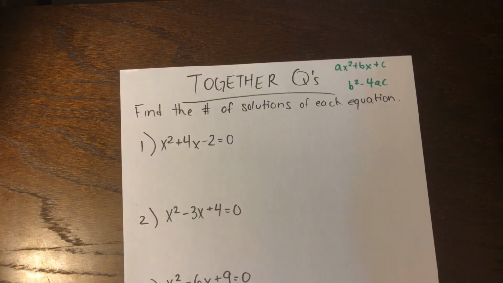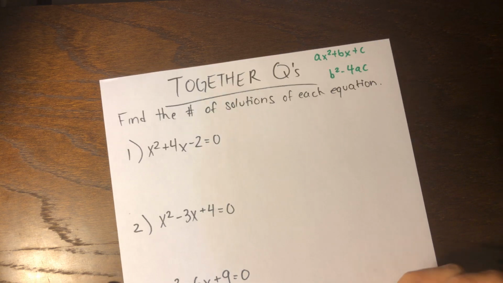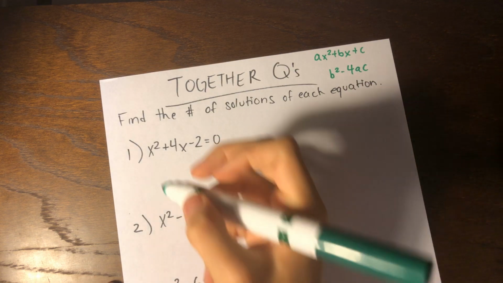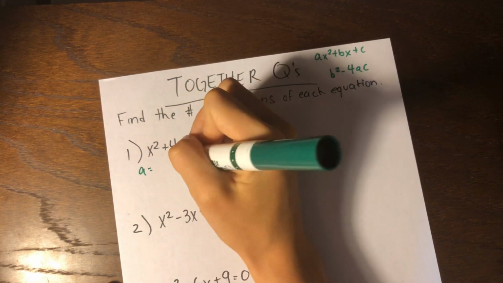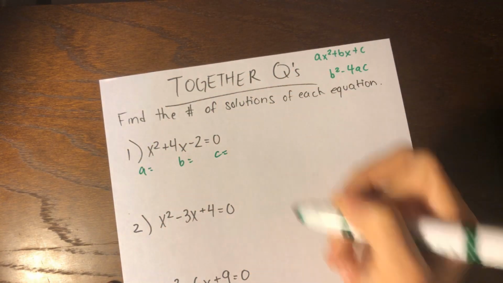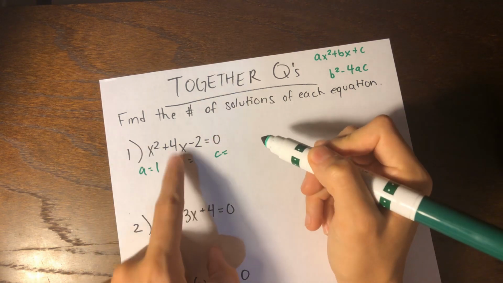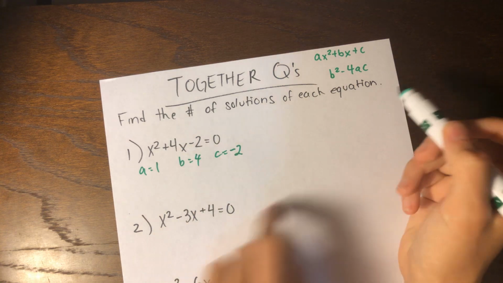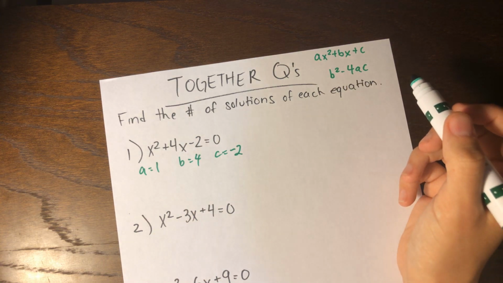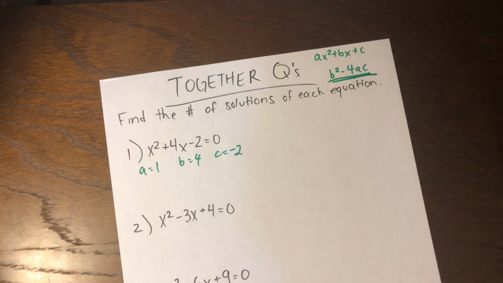So let's work on these together. What we're doing is solving for the discriminant. So again, you're going to ask what's my A, what's my B, and what's my C. Okay? So my A is 1, B would be 4, C would be negative 2. Okay, and then you're going to plug it into b squared minus 4 times a times c.